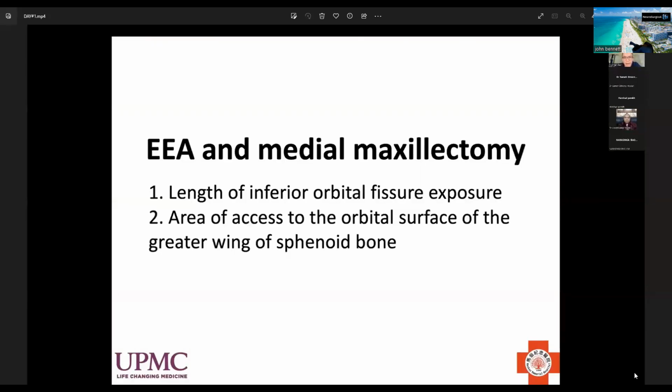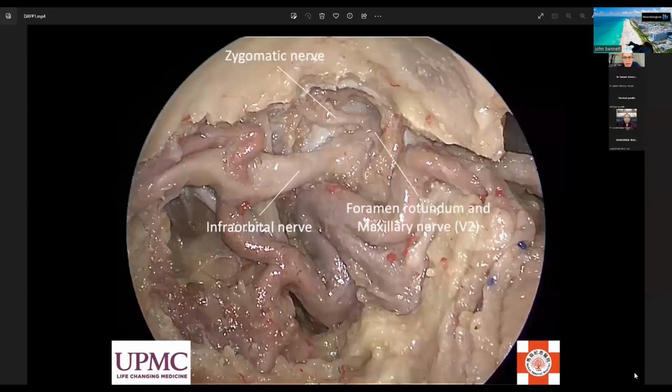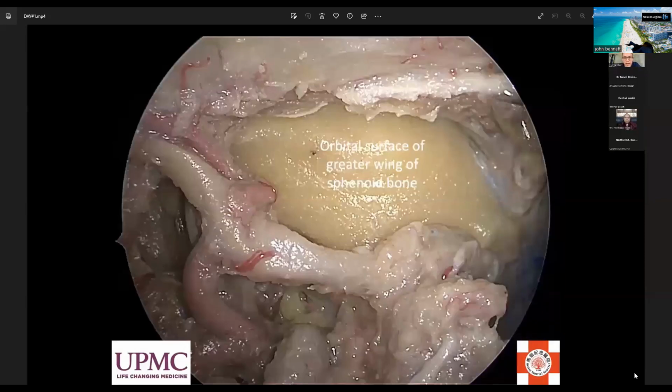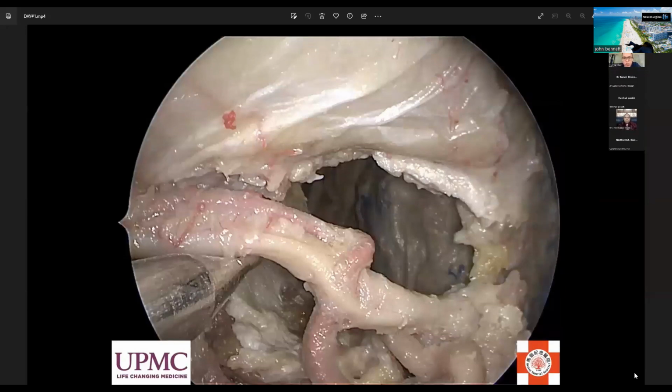By EEA with medial maxillectomy, we can dissect the inferior orbital fissure like this, and then we push the orbit upward to expose the greater wing of the sphenoid. Then we use a drill to drill the bone here, and then we can enter into the right middle cranial fossa. So we can calculate the length of the inferior orbital fissure that we can expose.